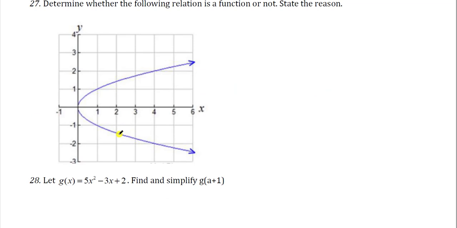Number 27. Determine whether the following relation is a function or not. In order for a relation to be a function, it must pass the vertical line test. So if I put a vertical line right here, the vertical line crosses the graph at more than one point, in this case 2 points. Therefore, it fails the vertical line test, and the answer is no. It is not a function.